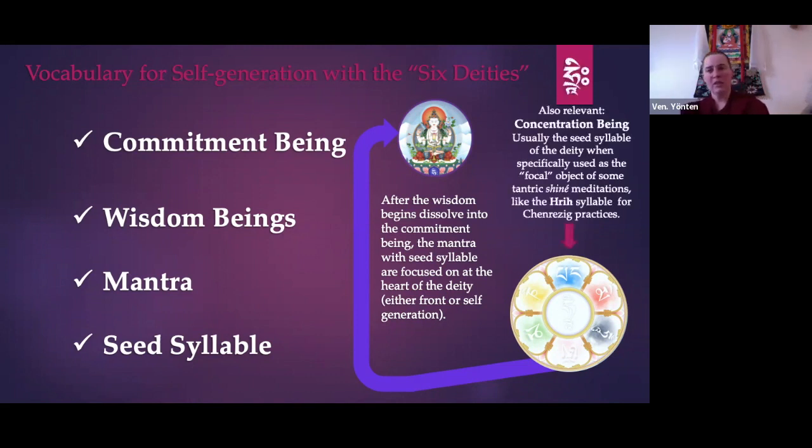And sometimes you're going to hear also this addition, a concentration being. It's usually just the seed syllable of the deity, which is focused on as a focal object for some shamatha or calm abiding meditations, like in the Chenrezig practice. So if you see the concentration being, you think, well, what's this now? It's just the seed syllable. And it's called the concentration being because you're really sharpening and making simple and specific what you're focusing on in that section of the sadhana.